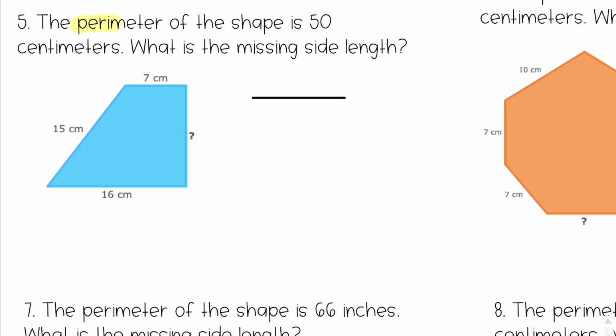Number 5, we're finding the perimeter, so I'm underlining that so I know that I need to add up all the sides. So I have to determine how many sides I have, and I have 4, so it's a quadrilateral. And I'm missing only one side length, so I have 7 plus 15 plus 16 plus question mark will give me 50 centimeters total. That's my total perimeter.